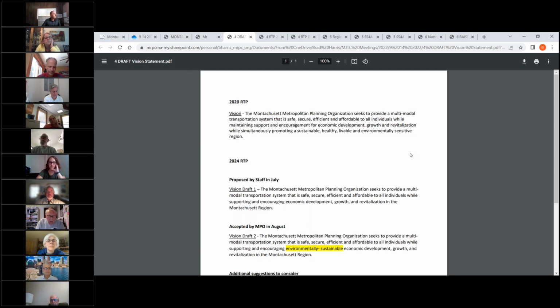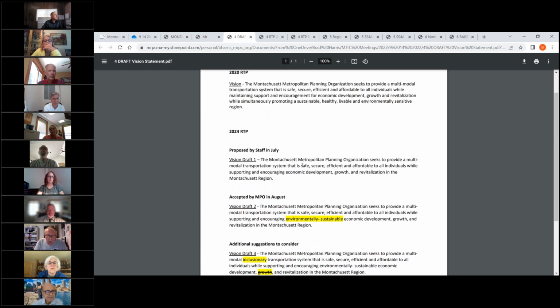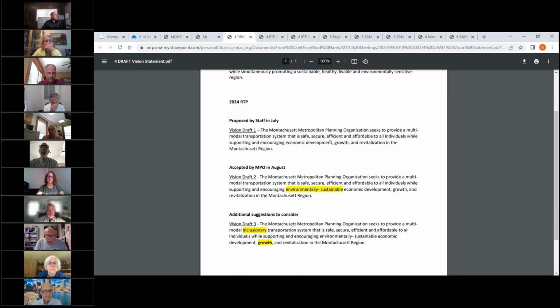The RTP, as I had mentioned at previous meetings, will be ongoing through the next year or so, and hopefully we'll have an endorsed plan in July. We started discussing the vision statement in June, I believe, with the intent of maybe simplifying the statement that we had in our 2020 plan without really losing any of the substance of it. So we came in July to the JTC and the MPO with a proposed vision draft number 1, which we discussed at the meetings. And since then, we've had some feedback from both groups.